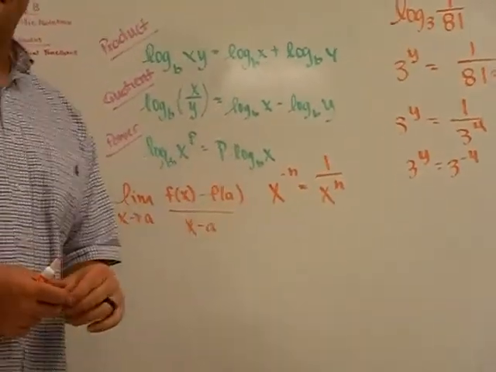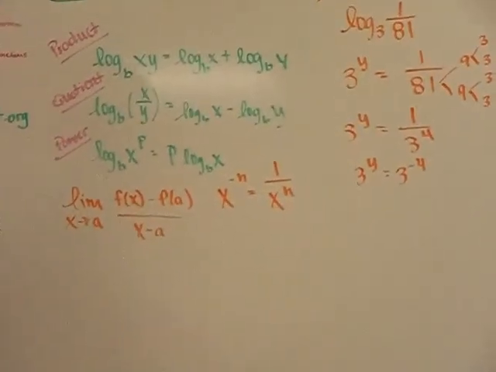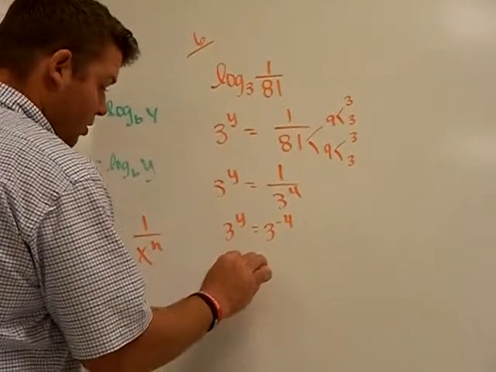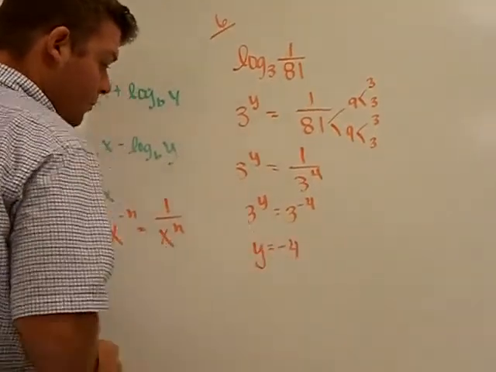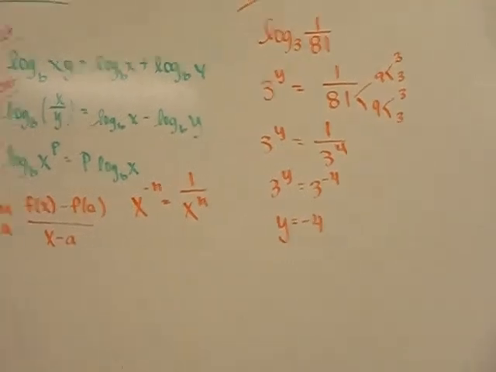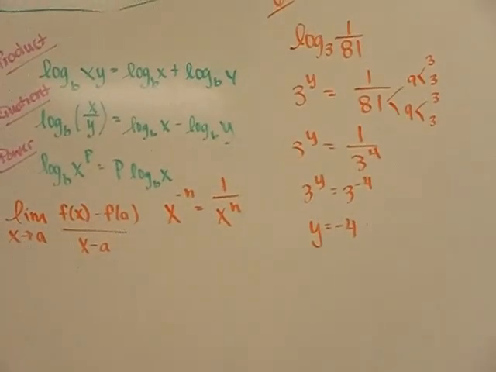All right, so now your bases are the same. Drop the base, set the exponents equal to each other. y equals negative 4. Okay? Does that one make sense? All right.